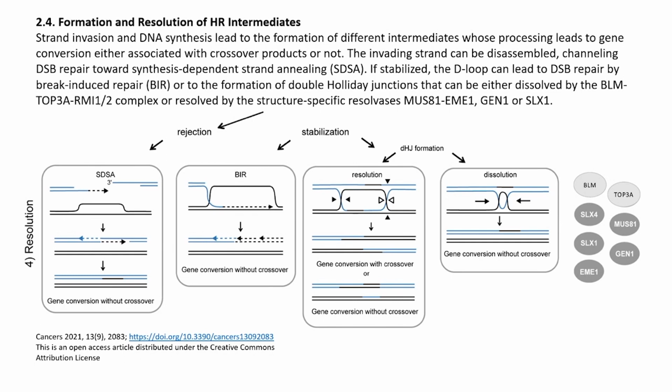The strand invasion and DNA synthesis lead to the formation of different intermediates whose processing leads to gene conversion either associated with crossover products or not. The invading strand can be disassembled, channeling DSB repair towards synthesis dependent strand annealing called SDSA. If stabilized, the D loop can lead to DSB repair by break induced repair or to the formation of double Holliday junctions that can be either dissolved by the BLM TOP3A RMI1/2 complex or resolved by the structure specific resolvase.